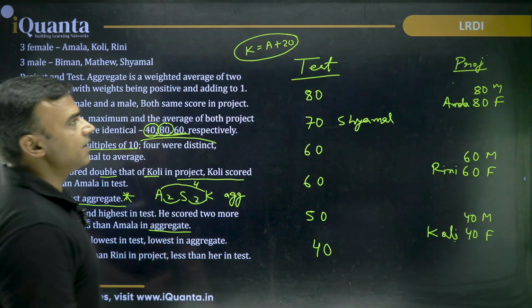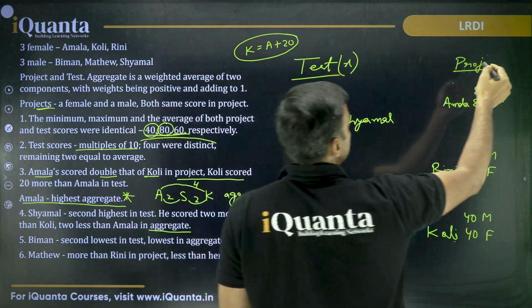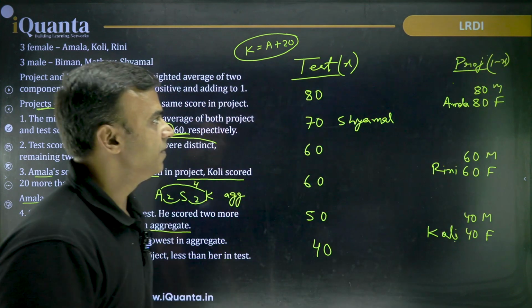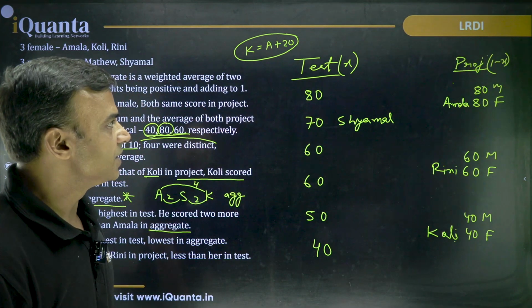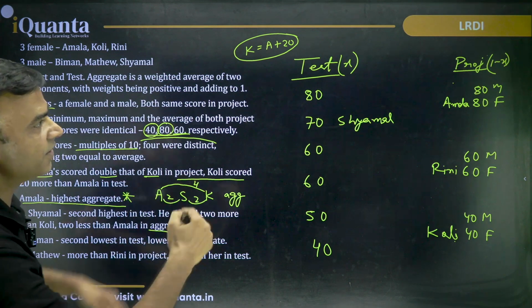Let's assume that the weightage of test is x. Then the weightage of project will be 1 minus x. Right? Weightage of project will be 1 minus x. Now watch it very carefully. What are we going to do? I'll just change the colors to make sure that we are doing a different process here.